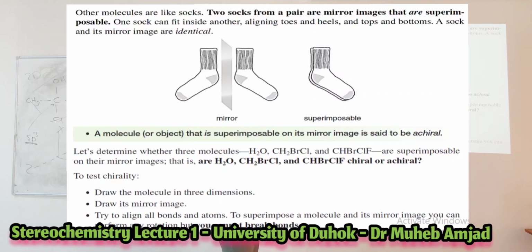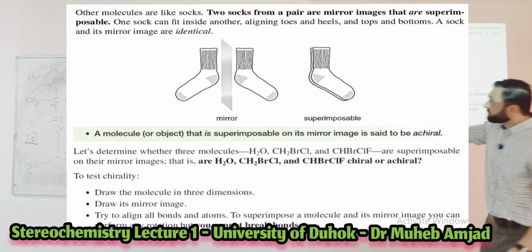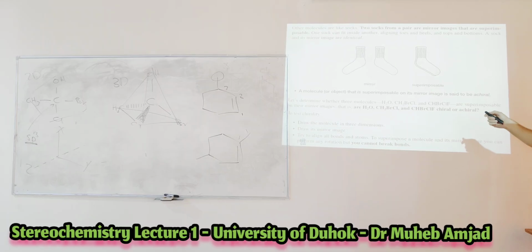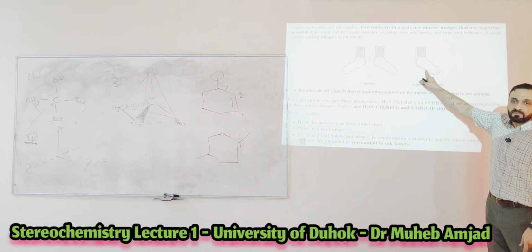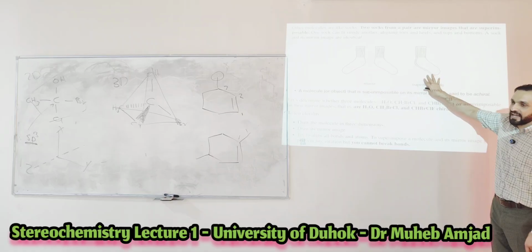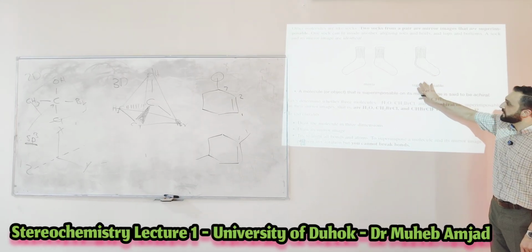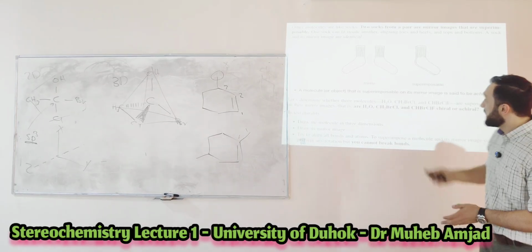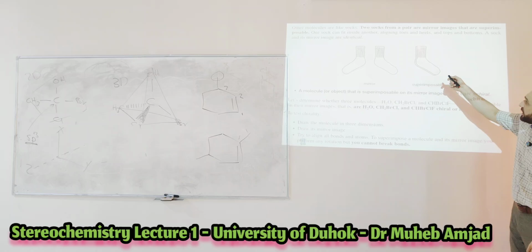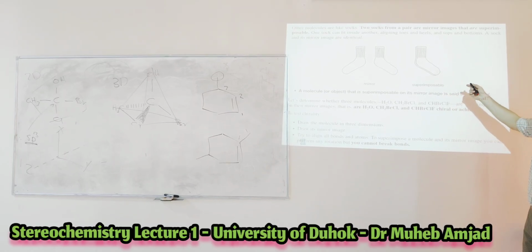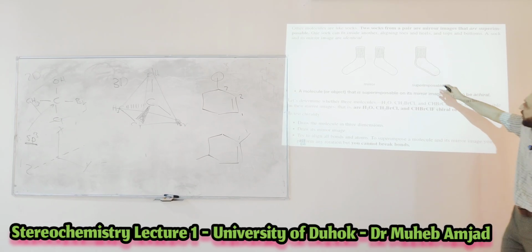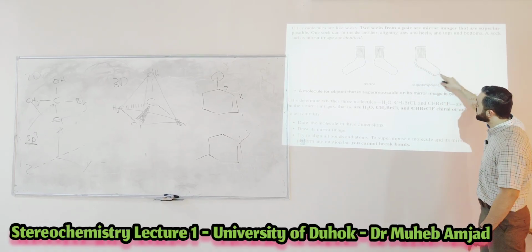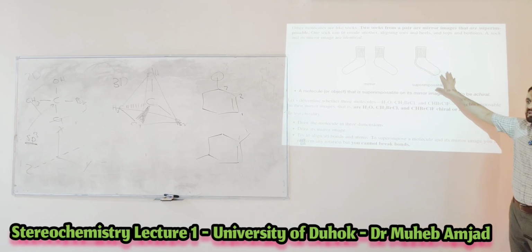Also, another example for superimposable. Here, other objects, like socks. Two socks form a pair of mirror images that are superimposable to each other. Look, this and this are superimposable to each other. Here they are an achiral molecule, an achiral figure. Why achiral? Because they are superimposable to each other, top to top, bottom to bottom. All of them are superimposable to each other.